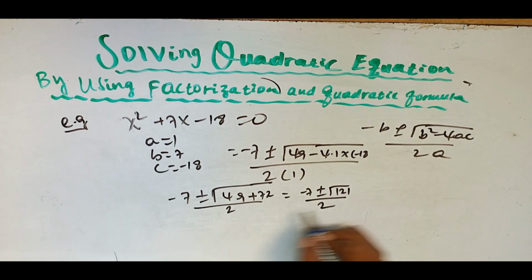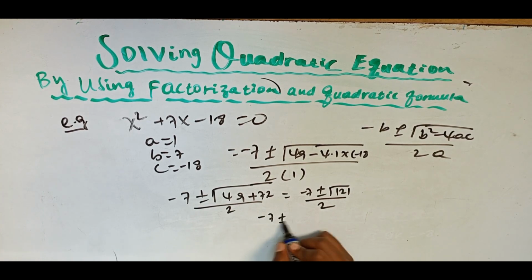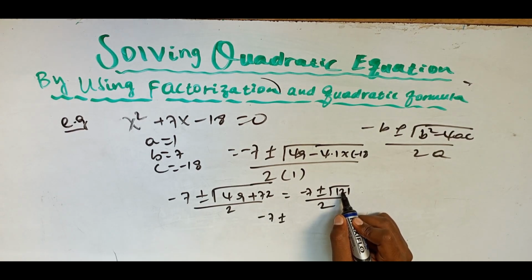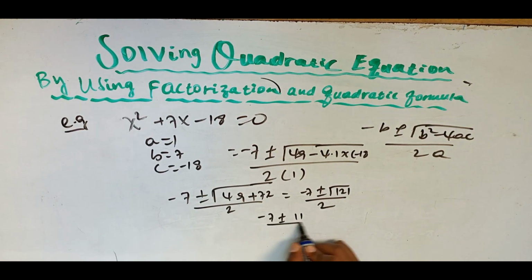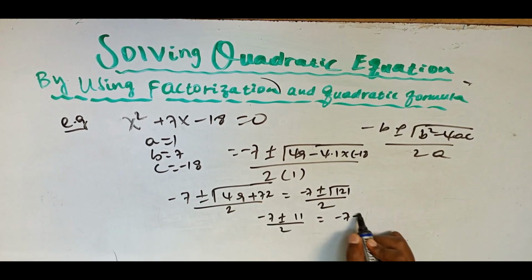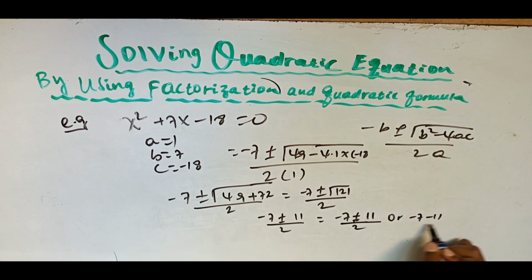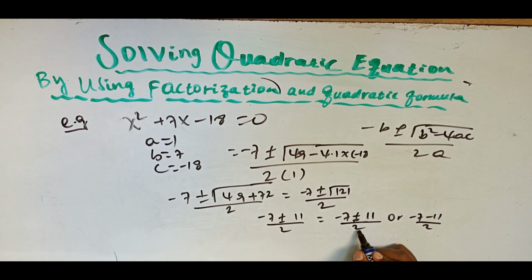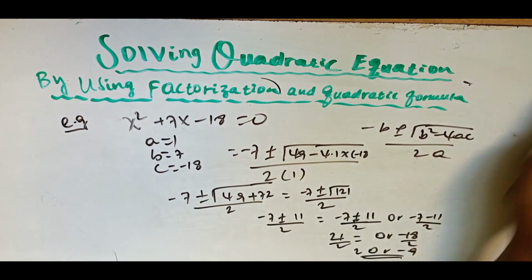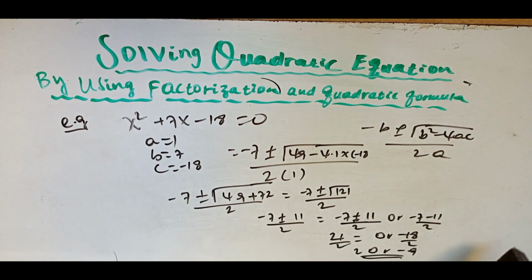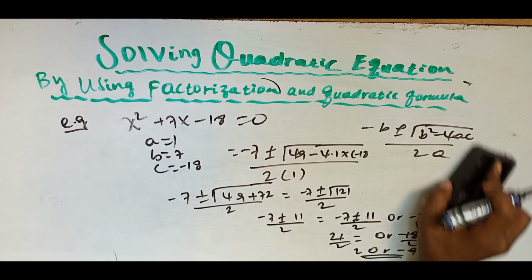over 2, which is minus 7 plus or minus, where the value of the radical of 121 is 11, over 2, which is minus 7 plus 11 over 2, or minus 7 minus 11 over 2, which is 4 over 2, or minus 18 over 2, which is 2 or minus 9. So let me solve this one by using factorization.